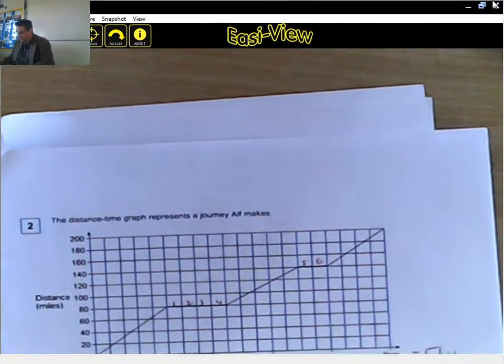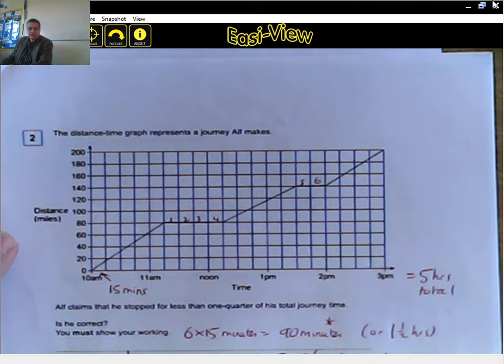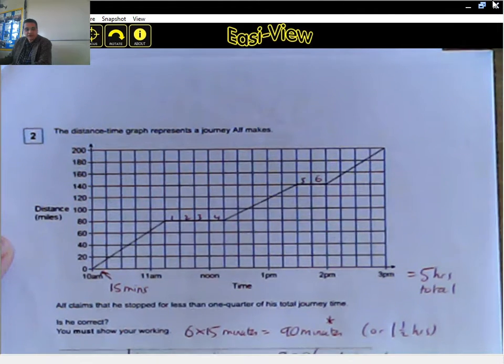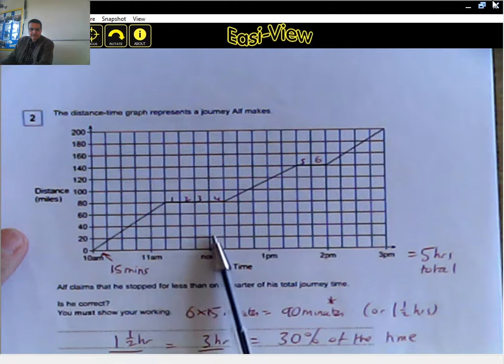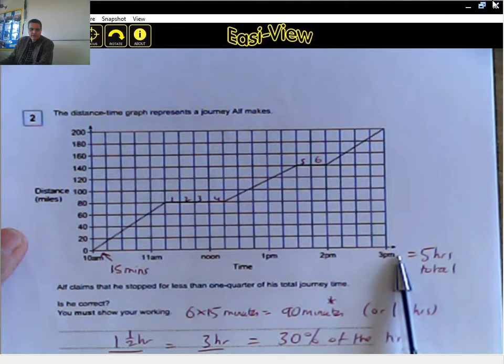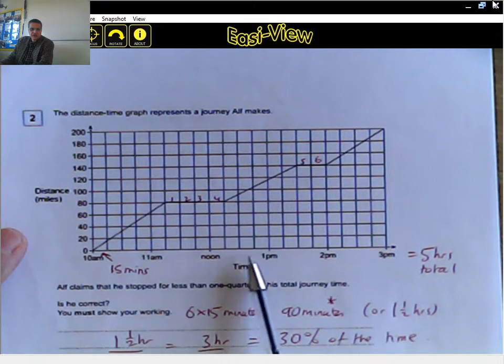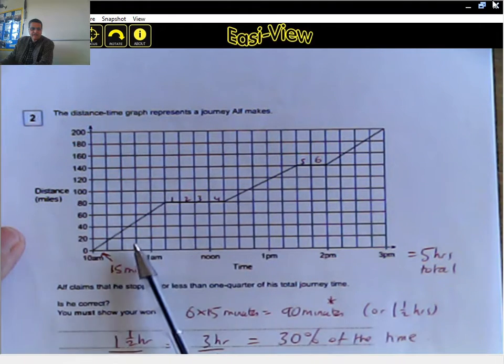Several ways of doing question 2. This won't be desperately clear on the YouTube clip, but anyway, you've got it in front of you. Distance time graph represents a journey that Alf makes. Well done, Alf. So he started off at 10 in the morning, stopped there and stopped there, and arrived wherever he was going at 3 o'clock. So he's been on his journey for 5 hours, and that includes the breaks he's been having.